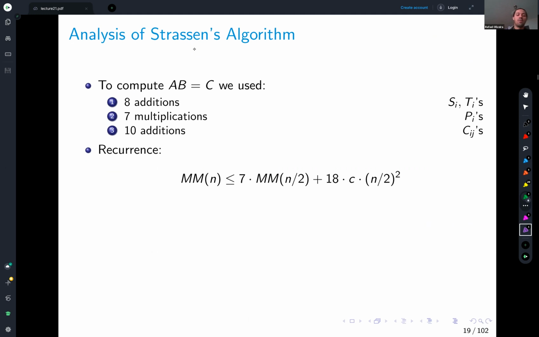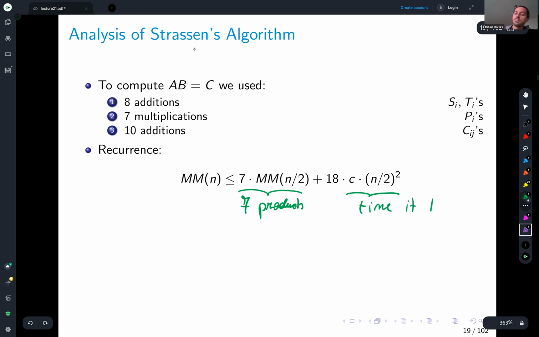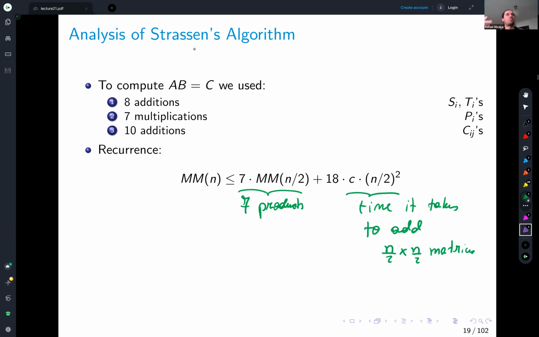Now, what is the recurrence? If we say that MM is the time it takes to multiply 2 matrices of dimension n, this is less than or equal to 7 times MM of n over 2, our 7 products, plus 18 additions, which is the time it takes to add n over 2 by n over 2 matrices, right? Because that we know is n squared, so n over 2 squared, pretty much. So we have 18 of these.